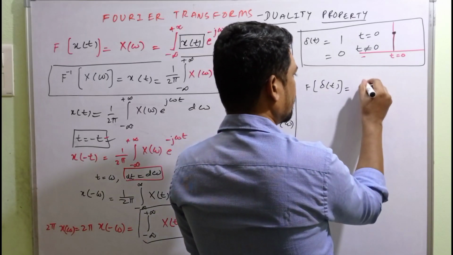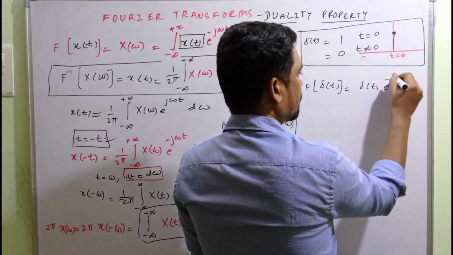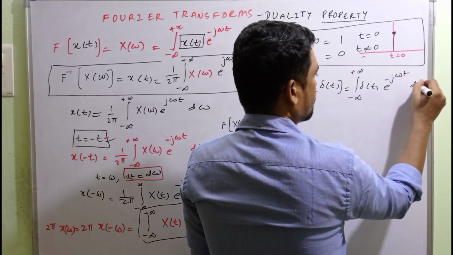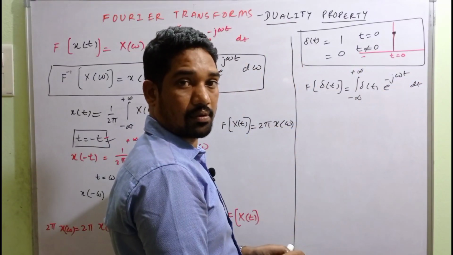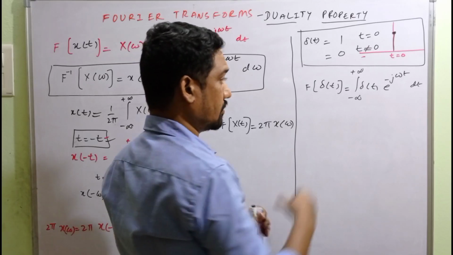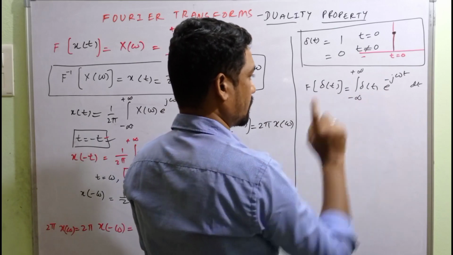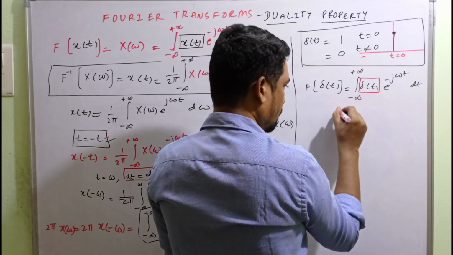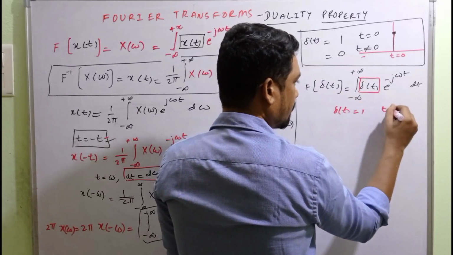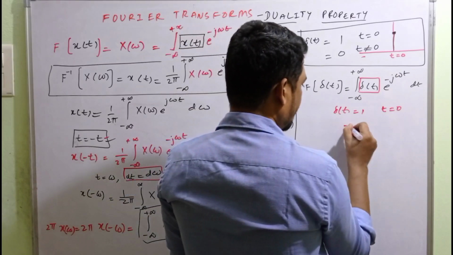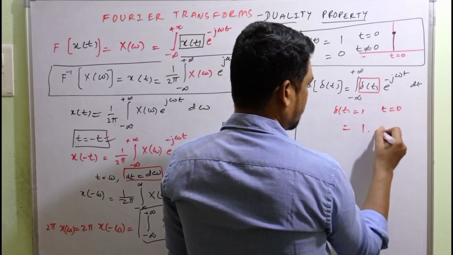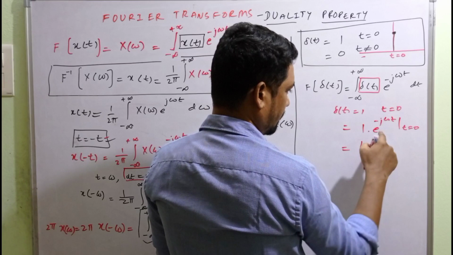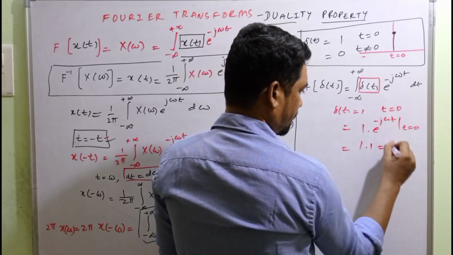It's the integral of del of t multiplied with e raised to minus j omega t, integrated from minus infinity to plus infinity with respect to t, dt, according to the formula of evaluating the Fourier transform. But this function del of t is equal to 1 only at t equal to 0, so we don't need any integration. It's 1 into e raised to minus j omega t at t equal to 0. In the sense, it's 1, e raised to 0, that will be 1, and this is the 1.